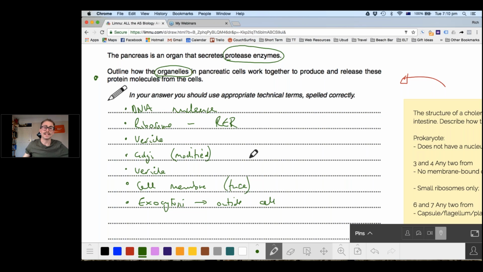Obviously you're not going to write bullet point answers like this in the exam, but this is the point. The point of this sentence is DNA in the nucleus, full stop. Once you've got a short sentence, no more than one line maximum for each of these things. Let's have a look at the mark scheme and see how well I did.